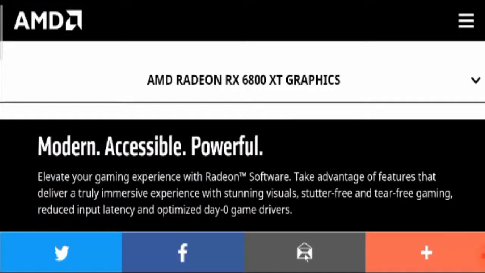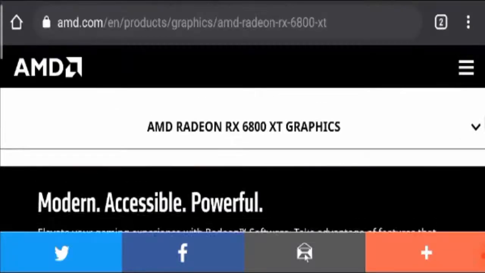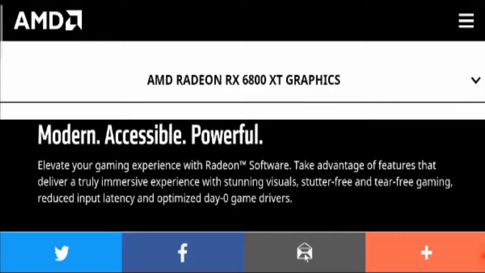Moving forward, friend, it is a modern, accessible and powerful graphic card, which is perfect for gaming aficionados who are looking for the best graphic card to insert into their system and play a hassle-free game. Now you can elevate your gaming experience with this Radeon software. Take the advantage of features that deliver a truly immersive experience with stunning visuals, stutter-free and tear-free gaming, reduced input latency and optimized day zero game drivers.